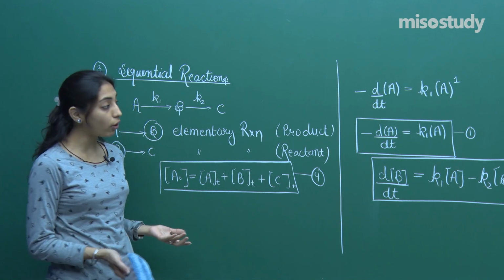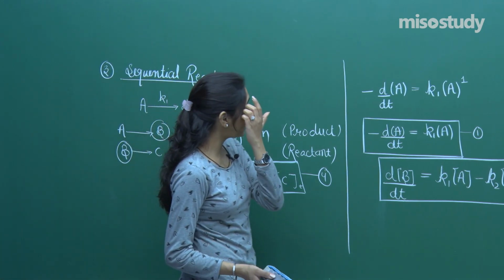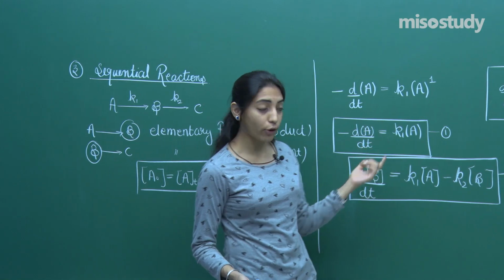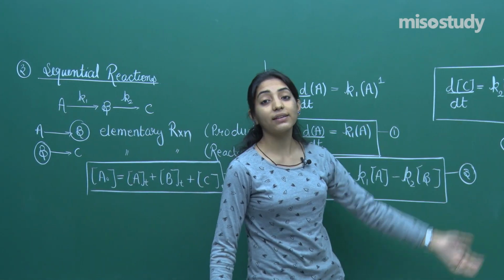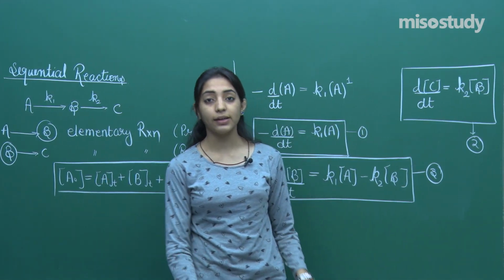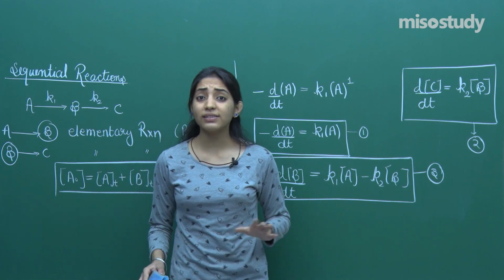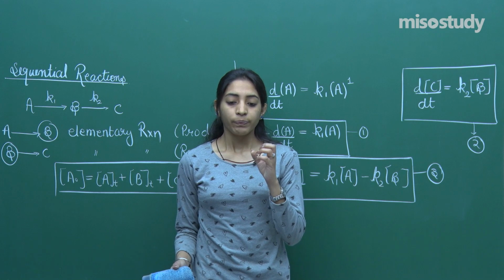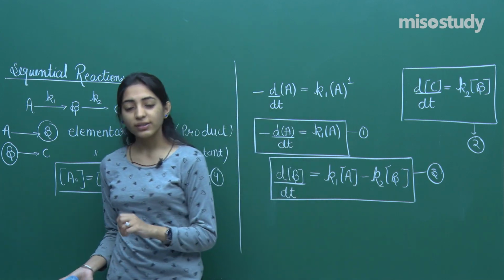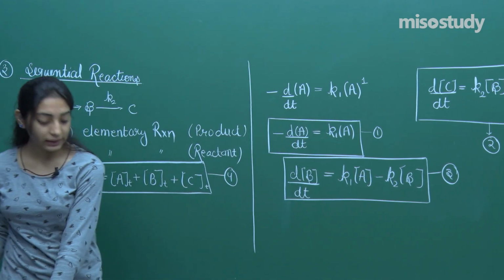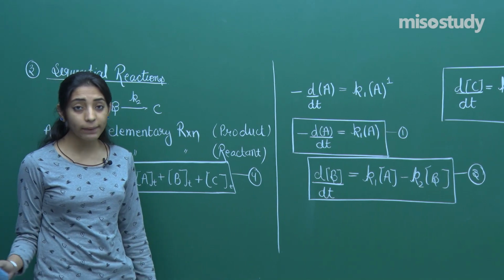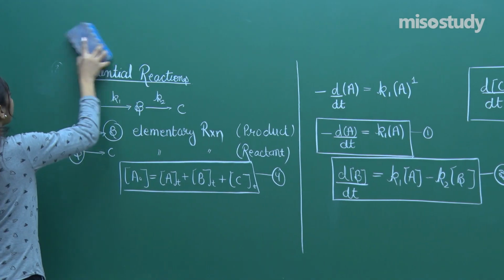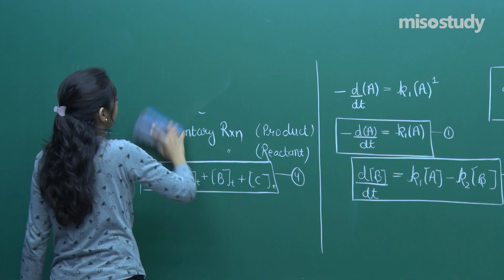We need to start solving the concentration of A separately, the concentration of B separately, and that of the concentration of C separately. So once we solve everything separately, then we can club them together and come to the final expression for the concentrations of A, B and C respectively. Okay. Now how we will be starting with this thing, let's see.